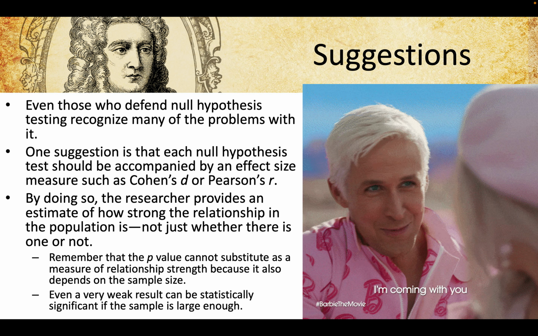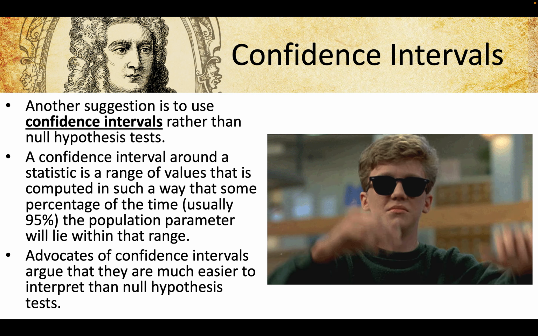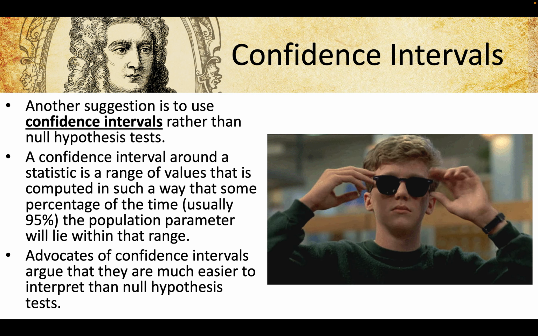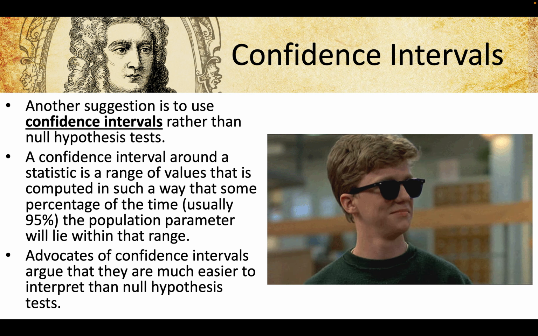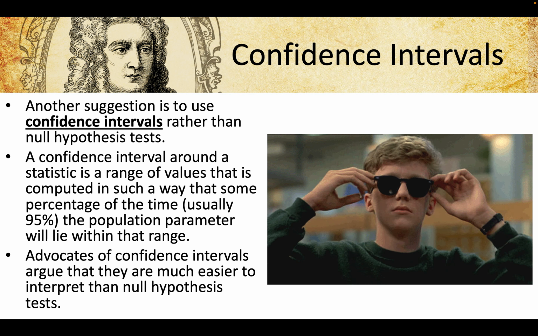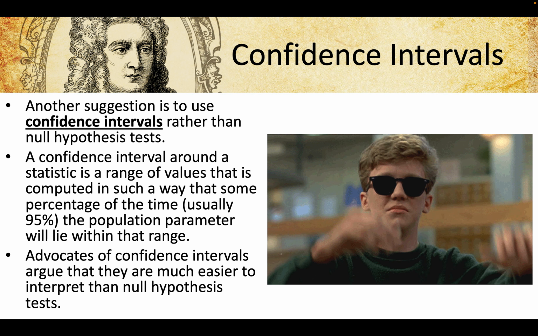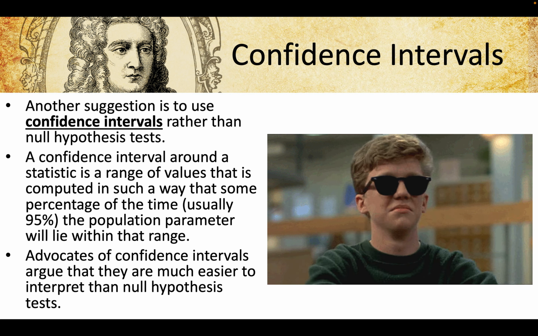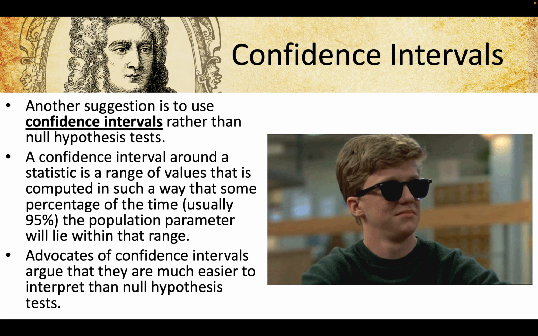Another suggestion is to use confidence intervals rather than null hypothesis testing. A confidence interval around a statistic is a range of values that is computed in such a way that some percentage of the time, usually 95%, the population parameter will lie within that range. Advocates of confidence intervals argue that they are much easier to interpret than null hypothesis tests.